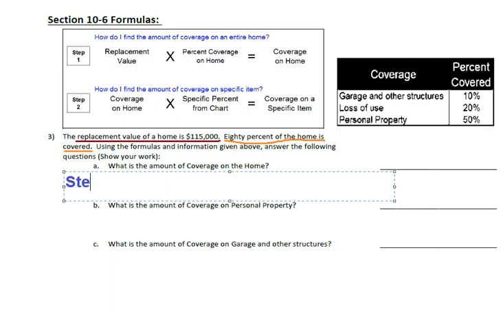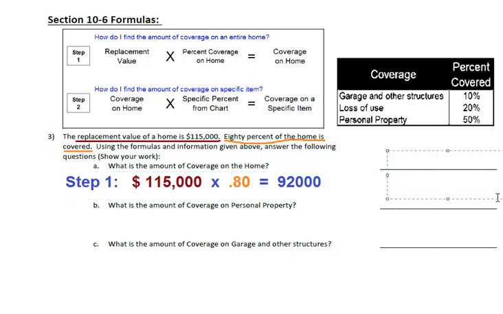Well, step 1, we take the replacement value of $115,000. We're going to multiply that times the percent coverage on the house, which was 80%. But you know what? I'm going to go ahead and change it to 0.80. And now I can multiply. And what I get is $92,000.